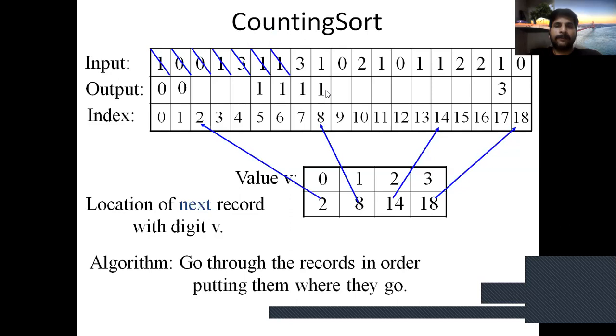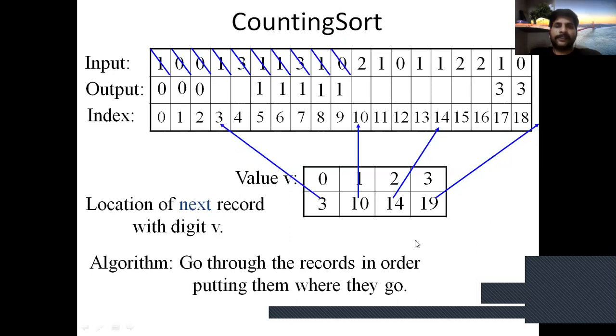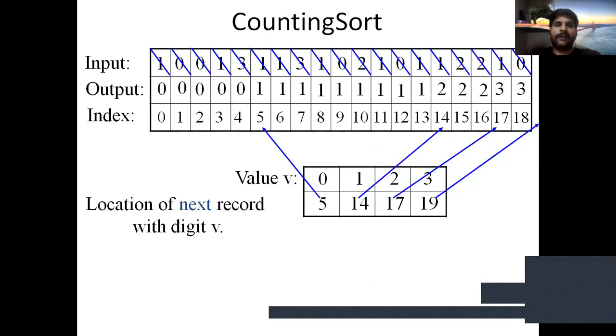Next one is placed in position 9, and the index value increases to 9. And the next 3 is placed in place of 18, it increases to 19. 1 is placed in position 10, 0 is placed and the index value increases by 1. Similarly, we complete all the elements and we find the total output in the form of a sorted array.